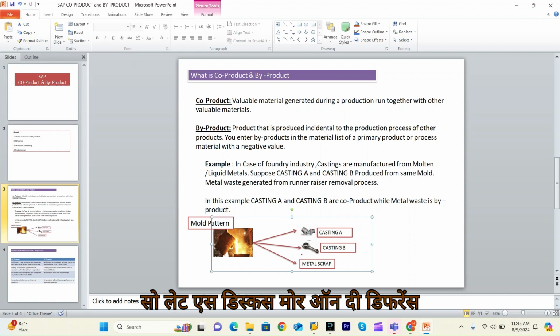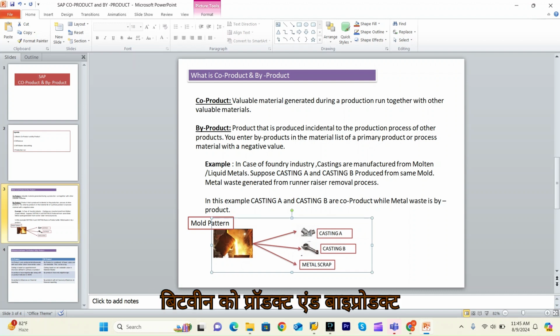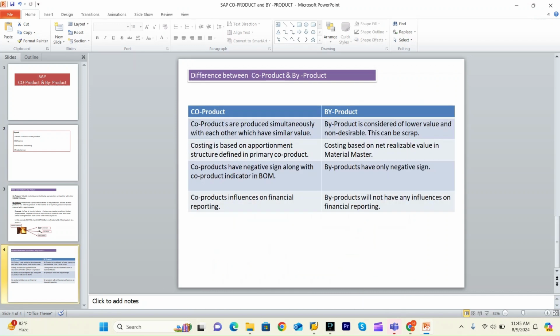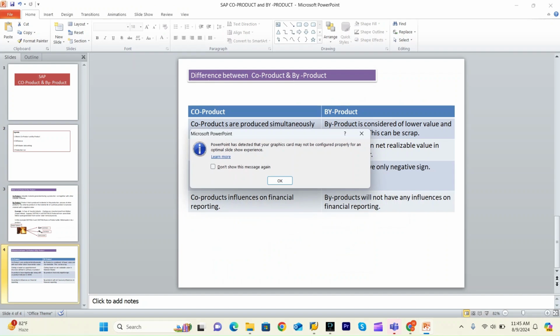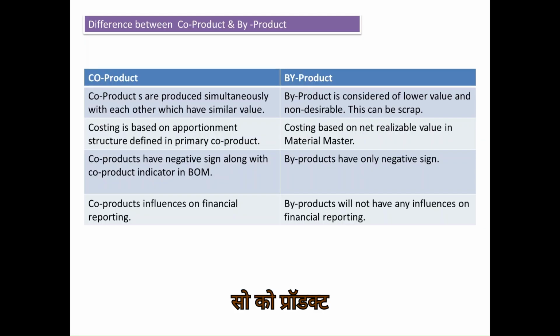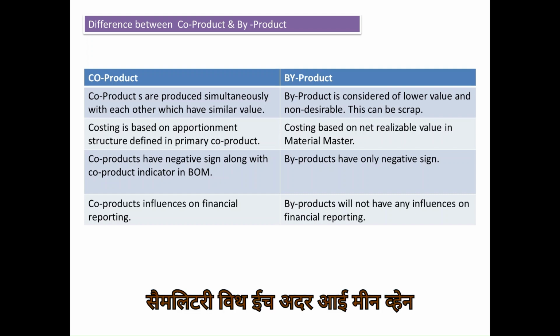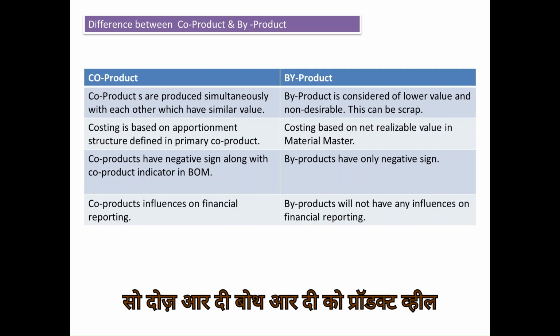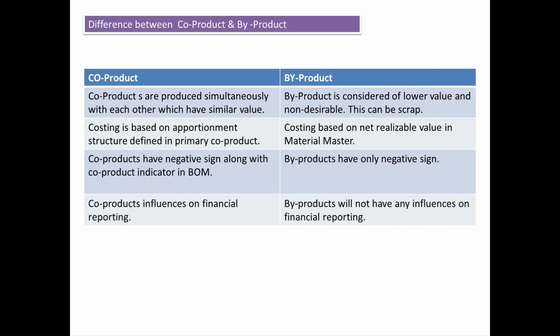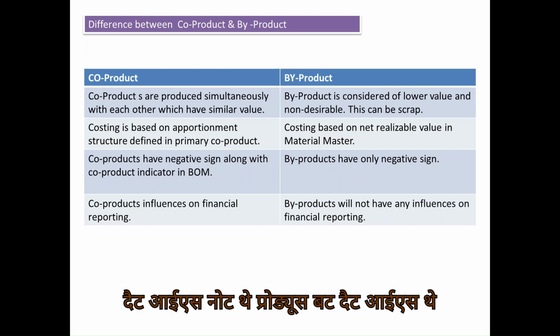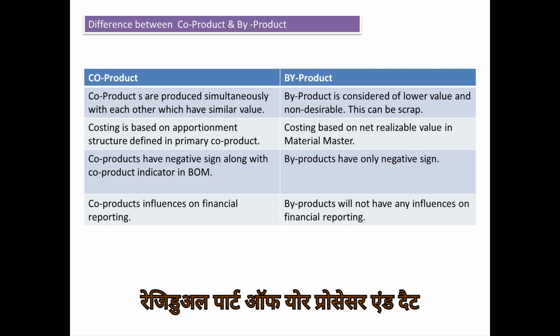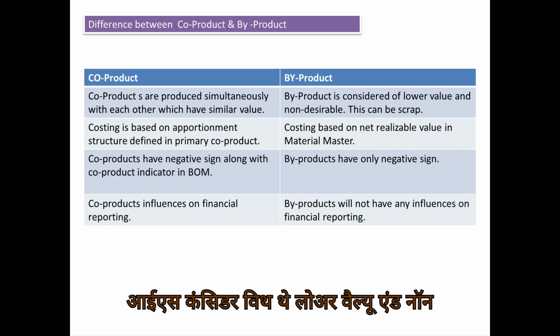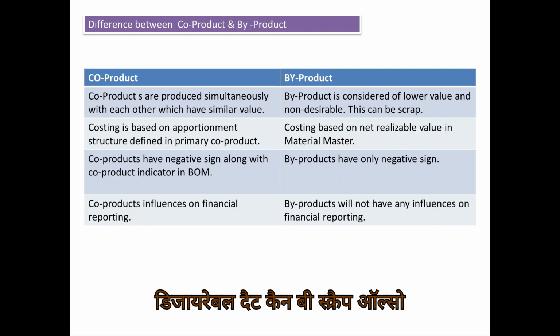Okay, so let's discuss more on the difference between co-product and byproduct. Co-products are produced simultaneously with each other. I mean, when you produce one, the other will also be produced. Both are value added, and so both are co-products. While the byproduct is not the main product, but the residual part of your process, and it is considered to have lower value and is non-desirable. That can be scrap also.